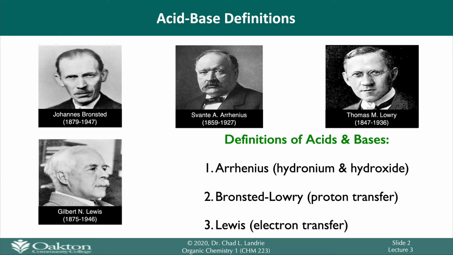We'll primarily use three definitions of acids and bases in this course. The Arrhenius definition, which defines an acid or base on whether it produces hydronium or hydroxide. The Bronsted-Lowry definition, which defines an acid and base in terms of whether it's accepting a proton or donating a proton. And the Lewis definition of an acid and base, which defines it in terms of whether it is accepting electrons or donating electrons.